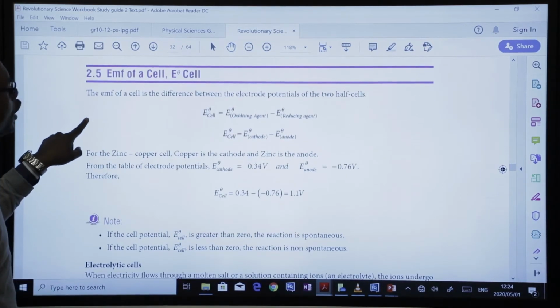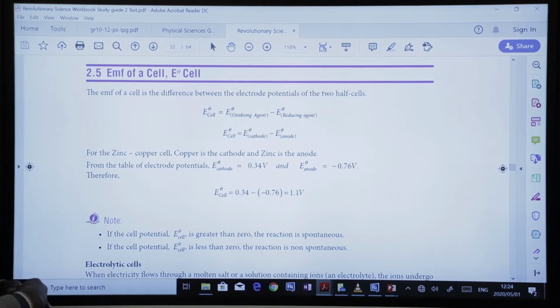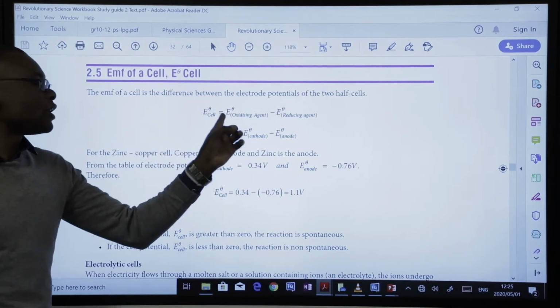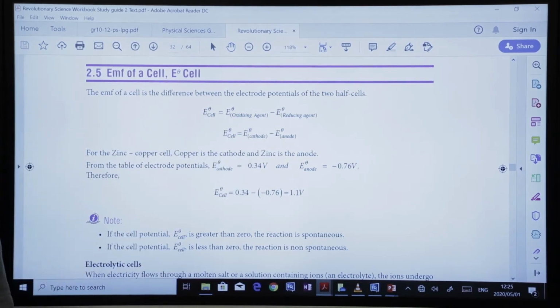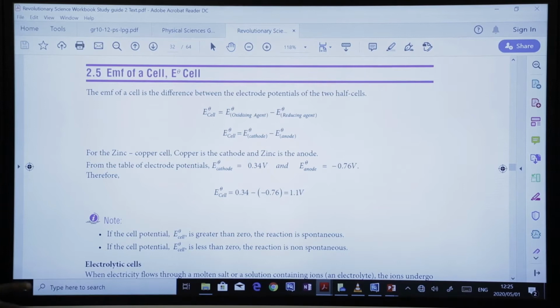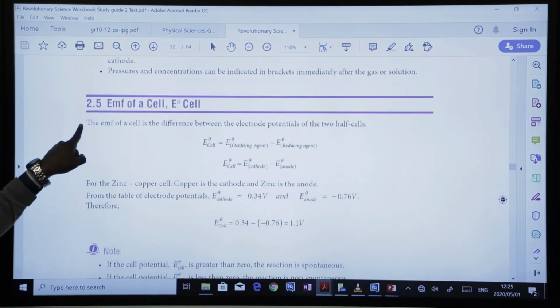Okay. So we agree that the EMF of a cell, or the potential difference, is the difference between the electrode potentials of the two half cells. So that's why we said the overall cell potential is given by the cathode minus the anode, where we are saying at the anode, oxidation is taking place, and then at the cathode, reduction is taking place. So we are saying for the zinc copper cell, copper is the cathode, while zinc is the anode.